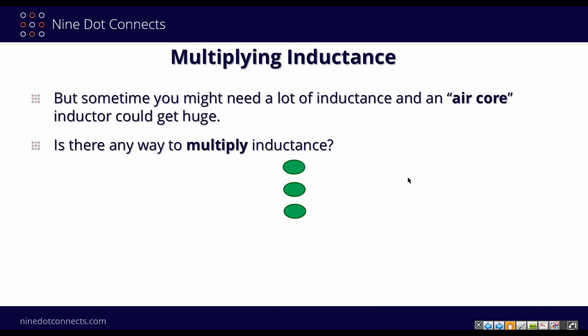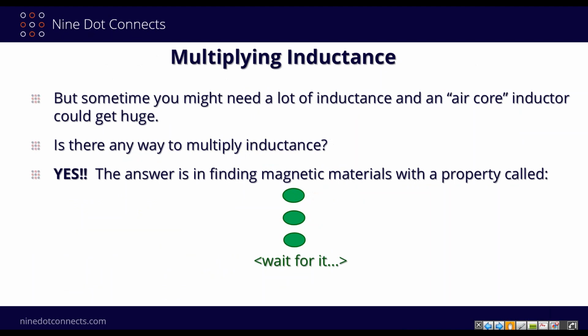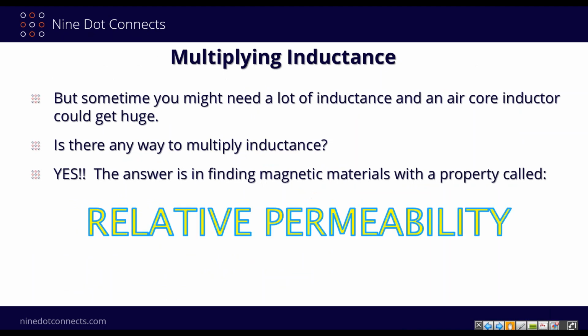Okay, but what happens if you need a lot of inductance? An air core inductor could get huge. So is there a way to multiply inductance? Well, the answer is yes. The answer is in finding magnetic materials with a property called relative permeability.